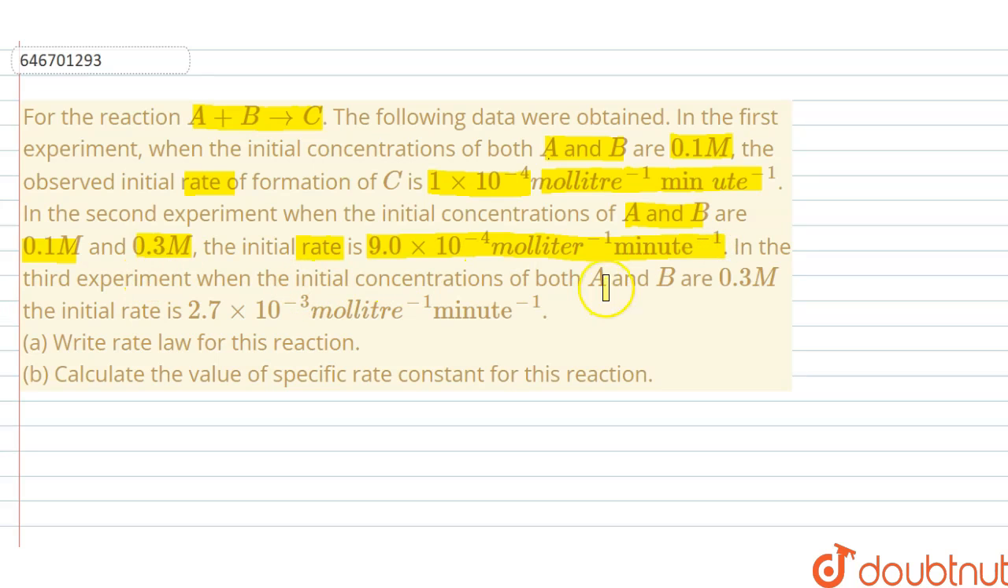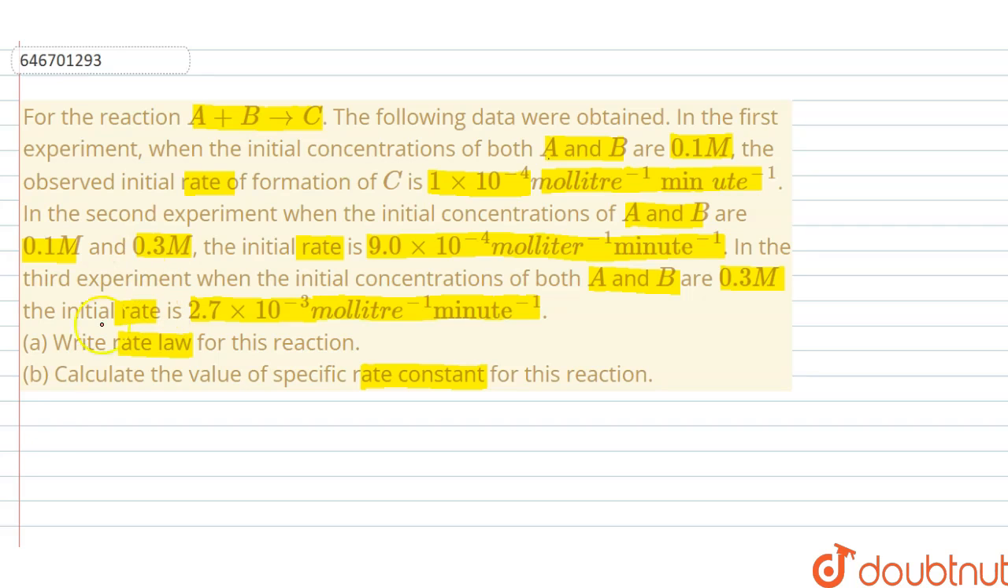The initial rate is 9.0 into 10 raised to power minus 4 mole per liter per minute. In the third experiment, when initial concentrations of both A and B are 0.3 molar, the initial rate is 2.7 into 10 raised to power minus 3 mole per liter per minute. Write the rate law for this reaction. Calculate the value of the specific rate constant for this reaction.